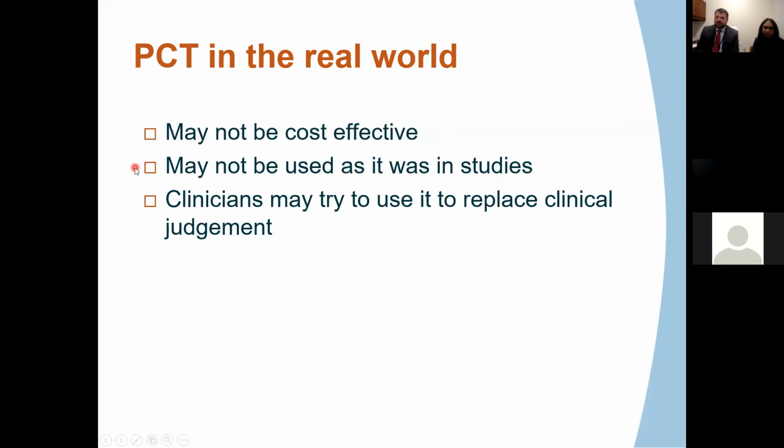So D-dimers get used frequently, but not always at the points where they should be used, or they were used at points where they were studied. Procalcitonins, sometimes I'll see it be used, but not always in a way that would be supported by the evidence, by the studies that were done. And this is another question where some hospitals will ask us, should we have procalcitonin on our sepsis protocol? I think that should really be looked at by each hospital individually.